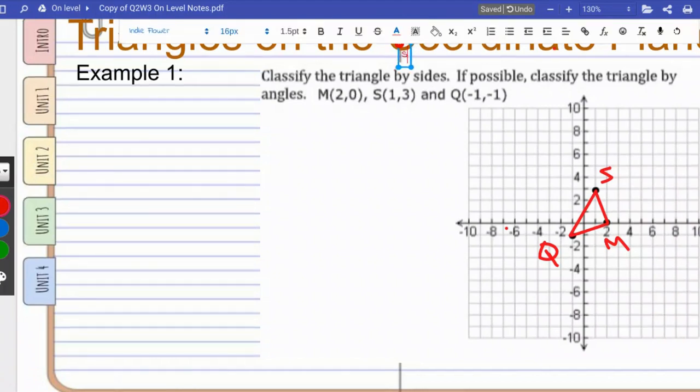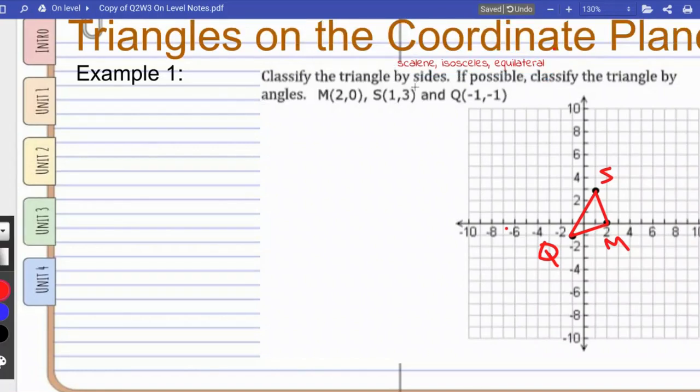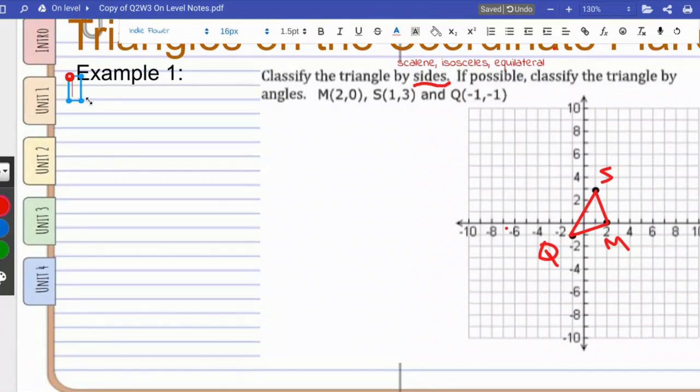If it's a scalene triangle, or isosceles, or equilateral, okay, that's what it means when you want to classify by sides. Well, to figure out what it is, that means I have to figure out how long each side length is. So first thing I need to do to classify by sides, I need to find the distance. I need to find the length of all sides.